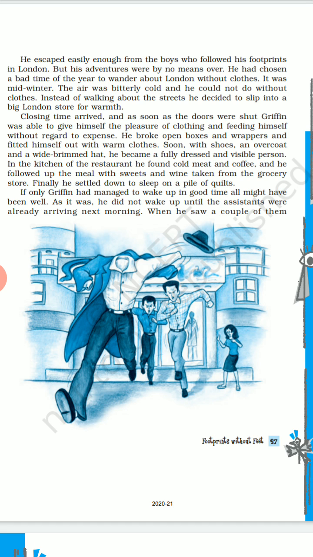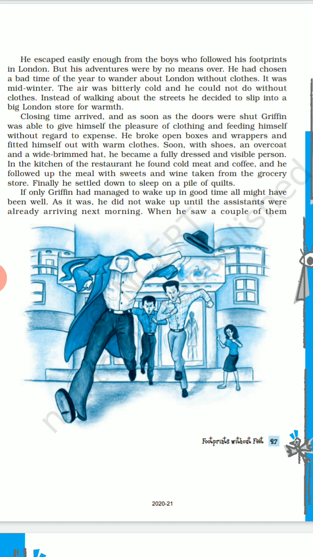And down there in the kitchen of the restaurant, because that store was a very big store where everything was available, there was a restaurant also, and a corner where clothes were being sold. He could find everything there in the store. So he went into the kitchen of the restaurant and found some cold meat and coffee, and he ate that. After that he had sweets and wine, which were taken from the grocery store. So finally he settled down to sleep. His stomach was full, he was fully dressed, he felt very warm and very comfortable, and he felt so sleepy that he settled down to sleep on a pile of quilts.